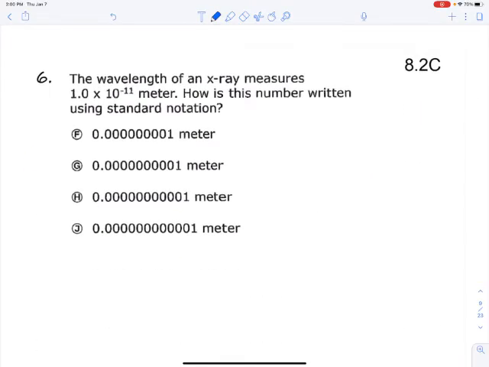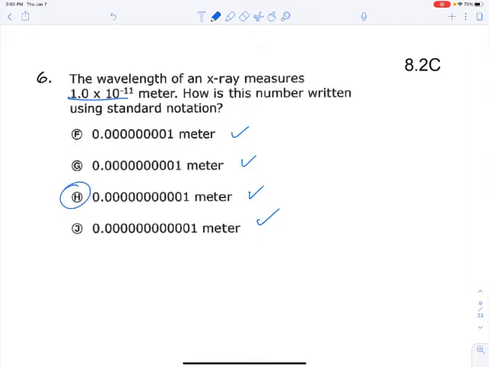Right? Now on number 6, it says the wavelength of an X-ray measures 1.0 times 10 to the negative 11 meters. How is this number written using standard notation? Okay, so this one, you could do the same exact thing. You could type each one of these into the calculator and see which one gives you this as an answer. Okay, and you find out that it's H, I believe.